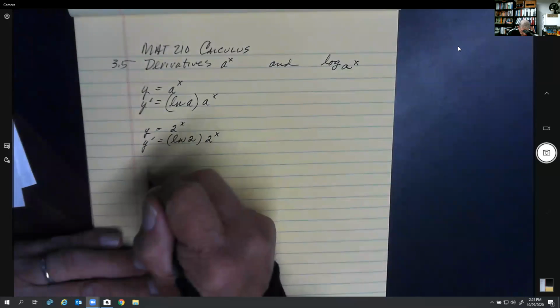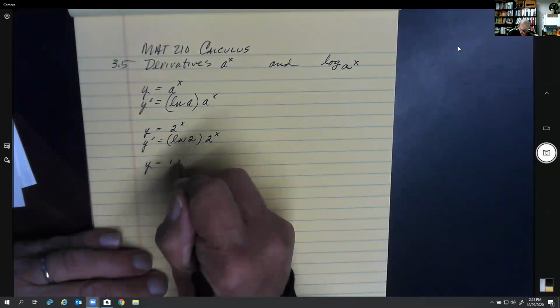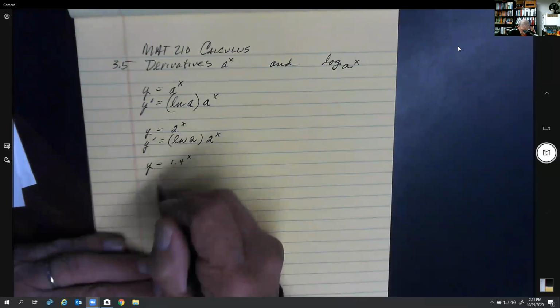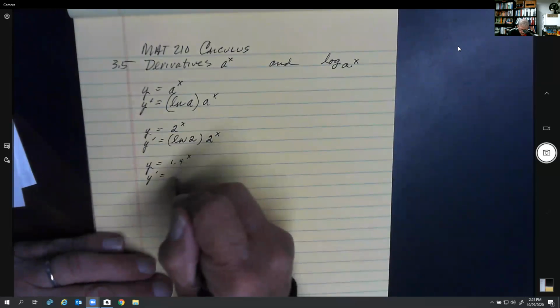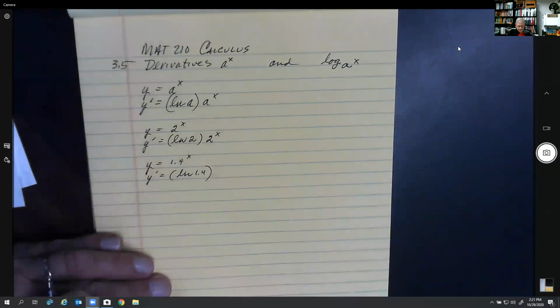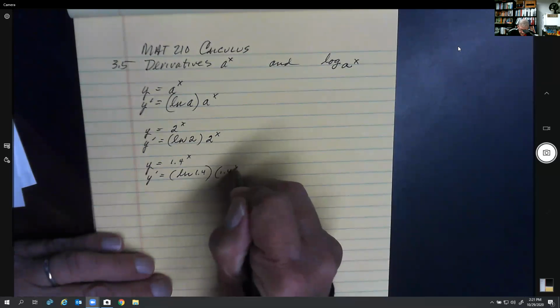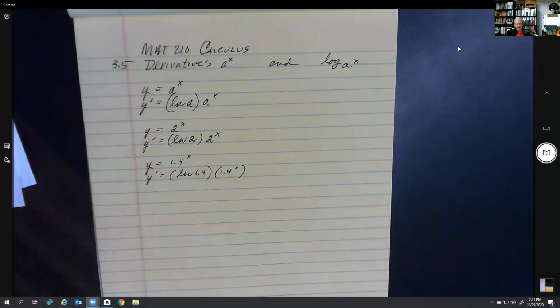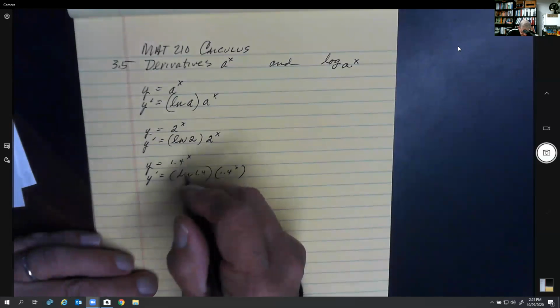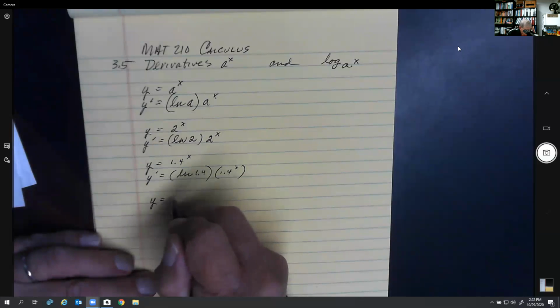Okay, what if you had y equals 1.4 to the x? Well, y prime is going to equal the natural log of 1.4 times 1.4 to the x. So nothing outstanding about this formula. It's just kind of plug it into a formula.